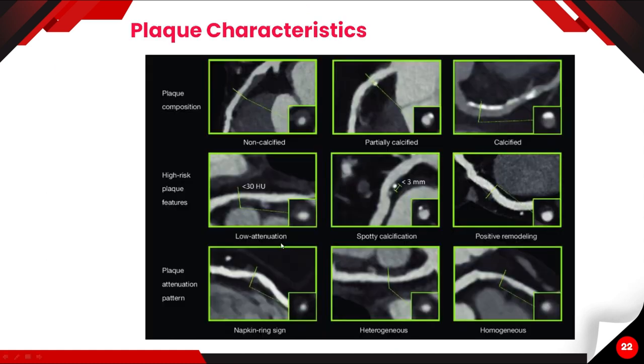This is the representative image of plaque characteristics which are identifiable on CT coronary angiography. Based on the plaque composition, plaques may be non-calcified, partially calcified, or calcified. High risk plaques are low attenuation plaques, spotty calcifications, positive remodeling, and napkin ring sign. Based on the attenuation pattern, plaques are heterogeneous or homogeneous.